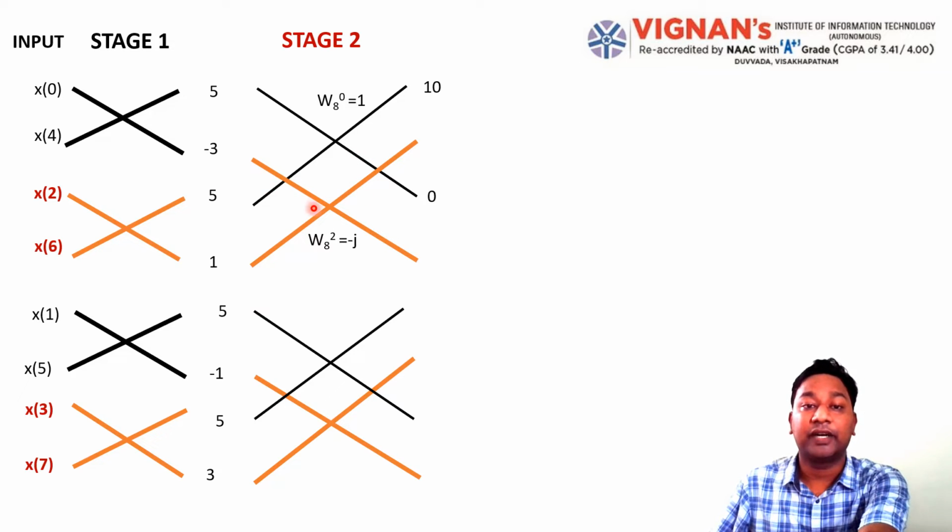So in the next butterfly, the inputs are minus 3 and 1, but here the associated Twiddle factor is omega 8 to the power 2, that is minus j.